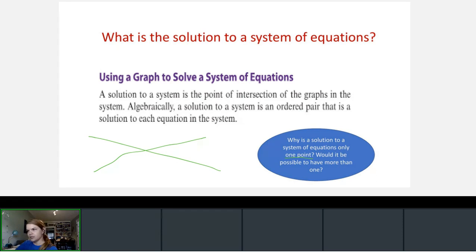It would not be possible to have more than one solution unless, like we talked about going over our vocab, unless the lines were graphed on top of each other. So if they were the same line, then they would have infinitely many solutions.